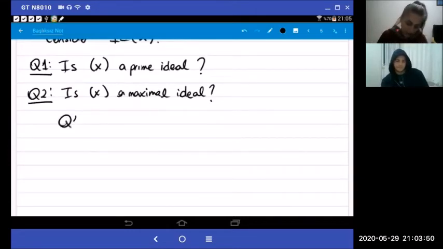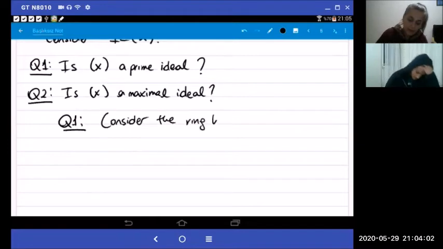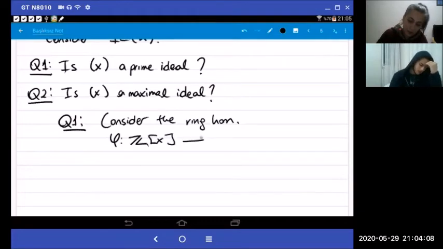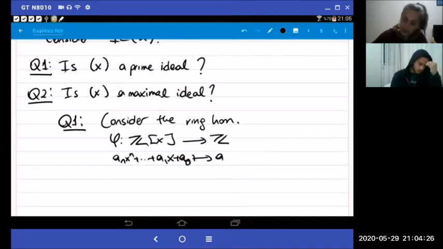Question 1. Let us solve it. Now, consider the ring homomorphism phi from our ring Z[x] to Z, taking a polynomial a_n x to the n, and so on, a_1 x plus a_0, to its constant term a_0. Why is that so? Let us consider the logic behind it.